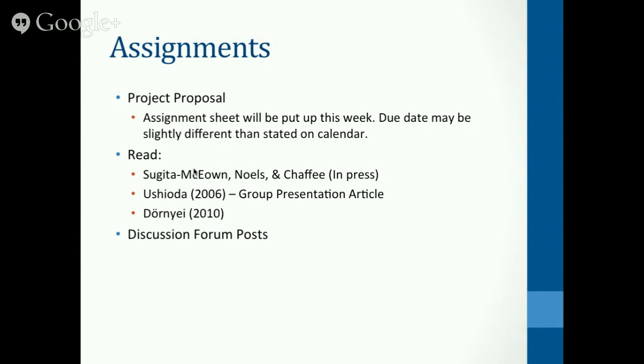For next week, you have to read Sugita, McEwen, Knowles, and Chafee, which is in press. Ushioda 2006 is going to be the group presentation article next week. And then you have Dornyei 2010. Also for this week, make sure that you do the discussion forum posts on Kim 2009 that your classmates have put together.